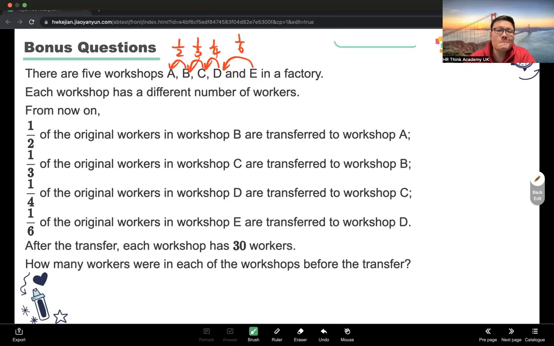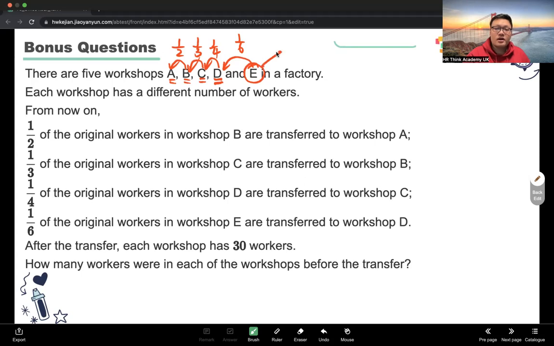Okay, guys. I will give you like 3 minutes or 2 minutes to solve the question. And you're going to start from E, guys, because if you start from D, D will receive some workers from E but will transfer some workers to C. That means we have two changes to D, right? And also for C, B, and A you also have, but for A, it's only one change, but it's not easy to start from A because you got no idea about the original number of B.